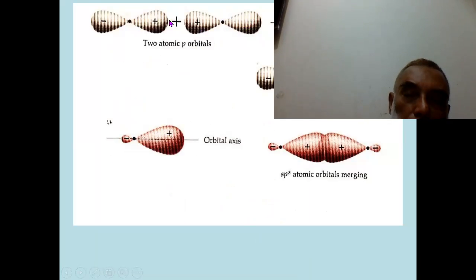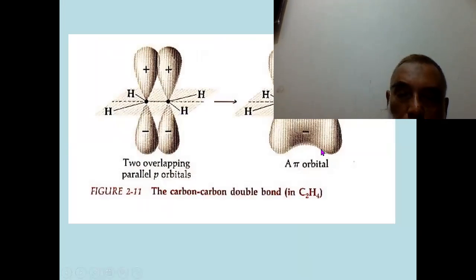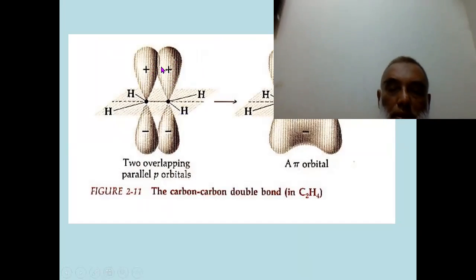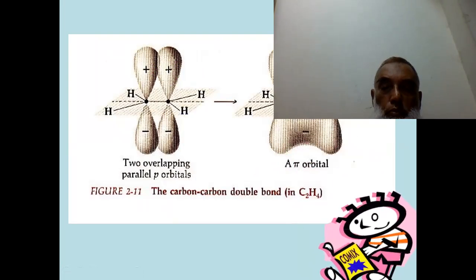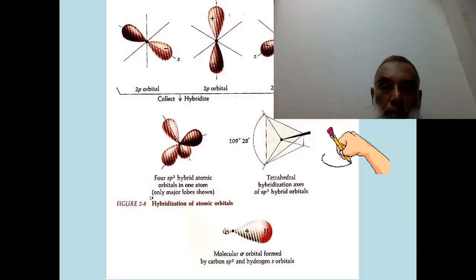In case of your sigma bonding, two orbitals are overlapping axially, and with this axial overlapping, they are forming a bond like this. When two p orbitals are overlapping, not axially but in a sidewise manner in this way, then there is a pi bonding. So sigma bond is stronger than the pi bond.